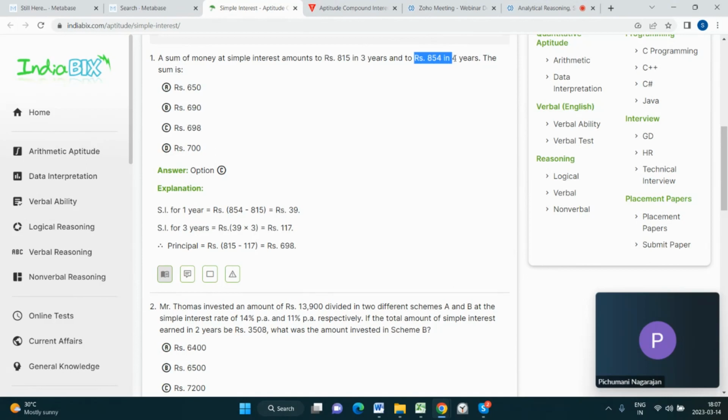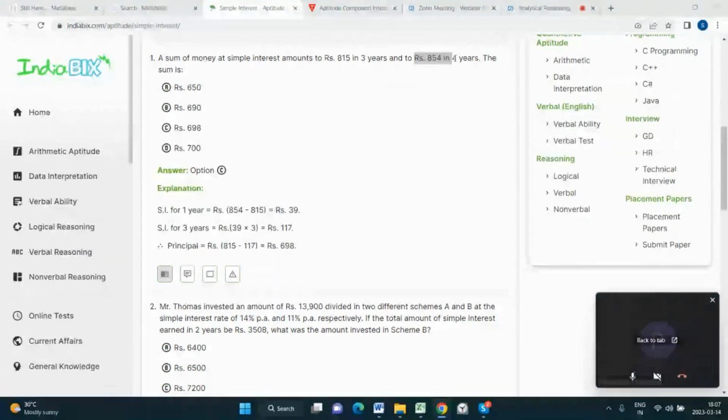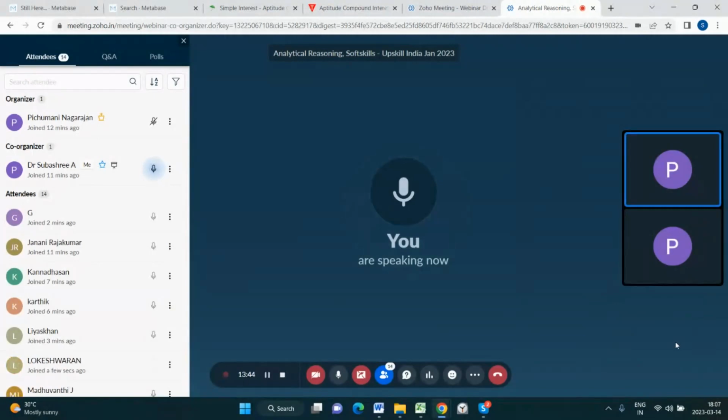Any doubt on this? Any doubt? Students, any doubt? Doubt on this simple interest calculation?